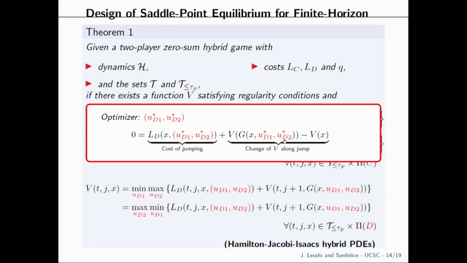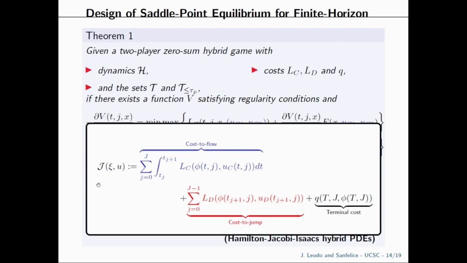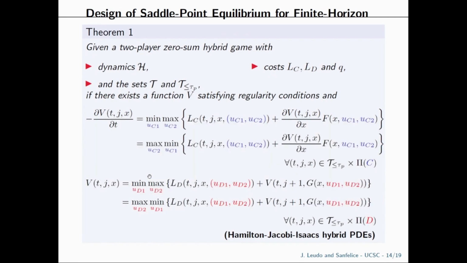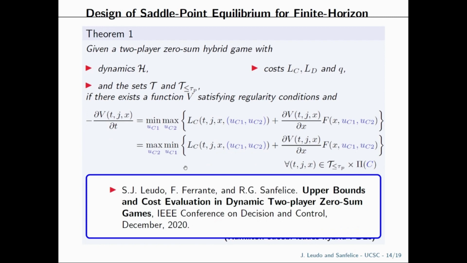So if we have this type of relationships enforced when playing optimally, recall that our cost function is defined in terms of functions LC and LD, and by doing the corresponding substitutions, we can actually evaluate what is the cost when playing optimally, which is the value function. So we can evaluate the cost. And for more details, I want to refer you to the paper, but also to our previous publication at the CDC 2 years ago.